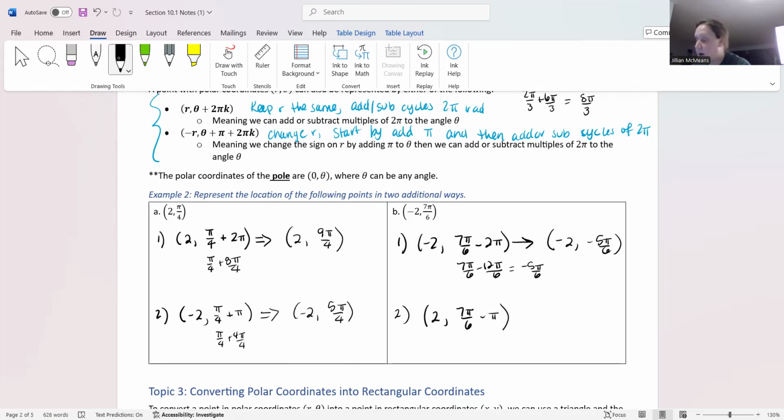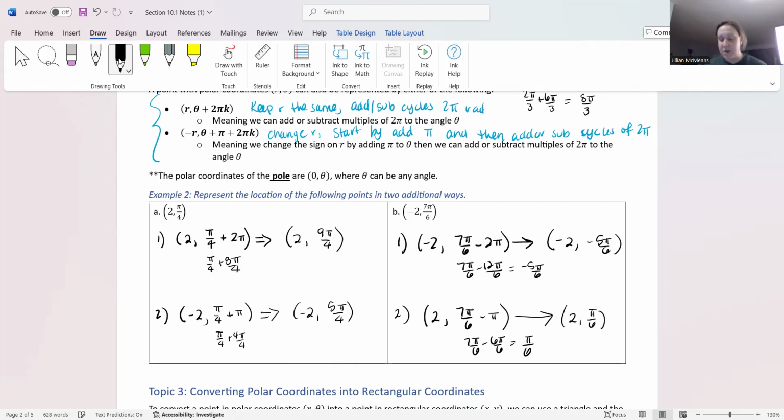So I need to find a way to represent pi as a fraction with 6 as the denominator, so we're going to do 6 pi over 6. So 7 pi over 6 minus 6 pi over 6 is just one single pi over 6. So my new point is 2 comma pi over 6.